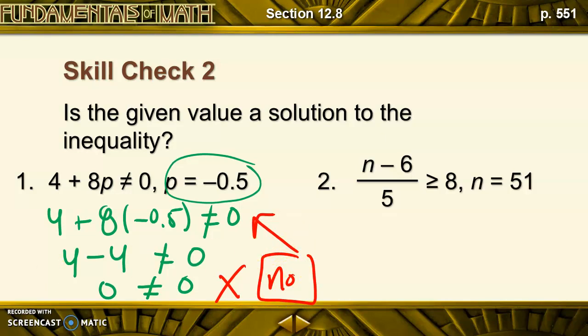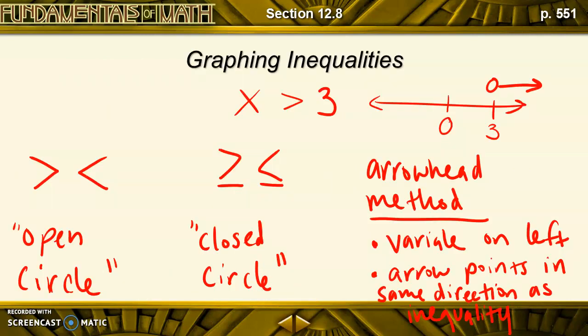All right, cool. Let's change the color. Let's go to the next slide. Now, we're going to go ahead and talk about how to graph inequalities on a number line. Now, here is an example of an inequality. An algebraic inequality, x is greater than 3. Now, I would want to graph this on a number line like this.